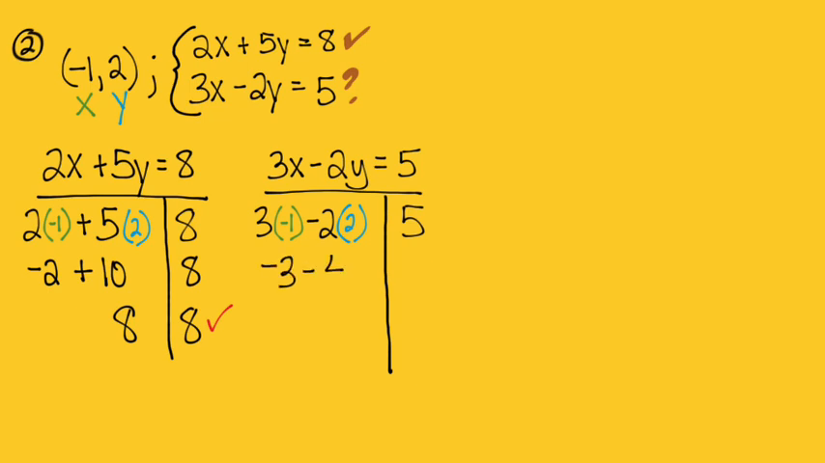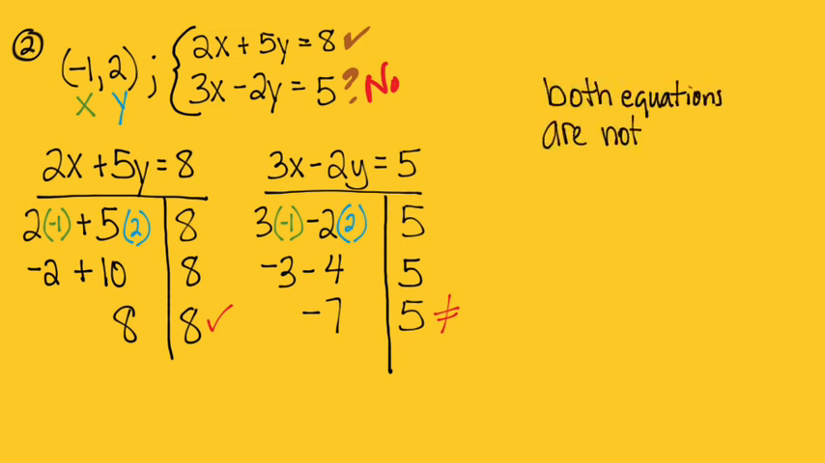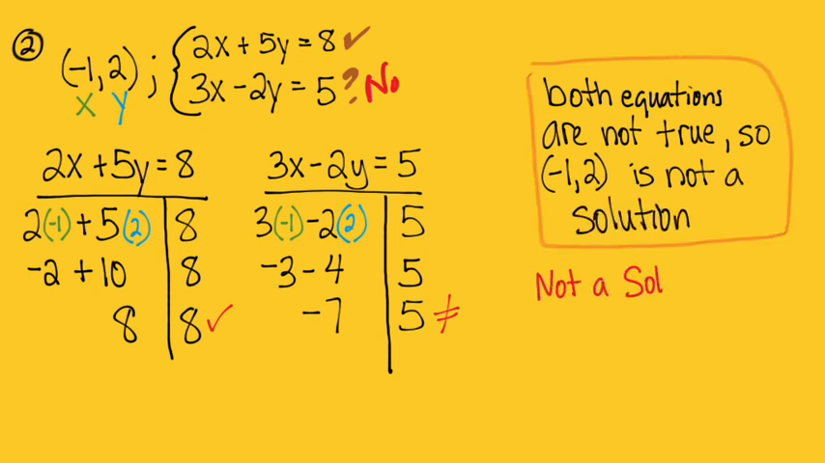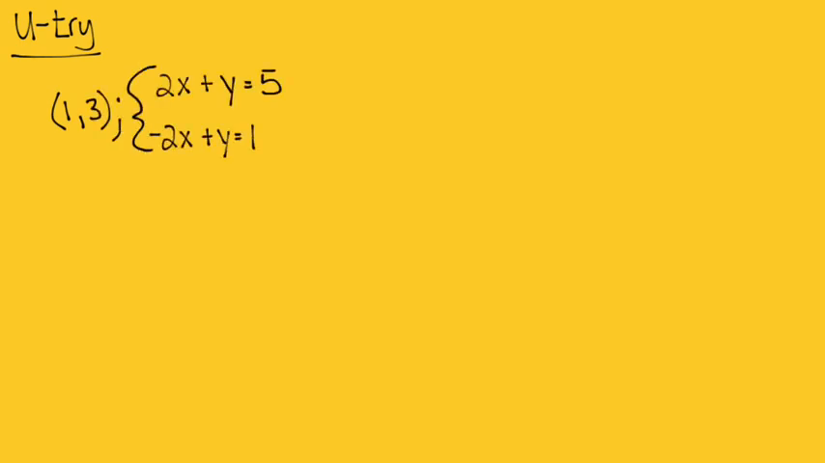So we go ahead and plug this in, and we see that it is definitely not. It is a no for this one. So although it is a solution to the first equation, it's not to the second. Therefore, it's no. Both have to be equal, and it's not. So it's not a shared solution to this system. Go ahead and try this one on your own. Pause the video and then see how you do.